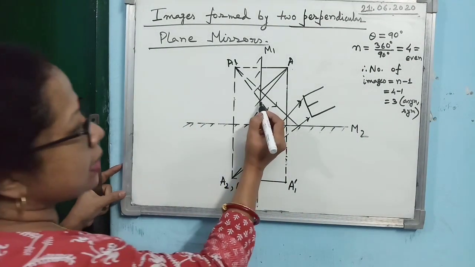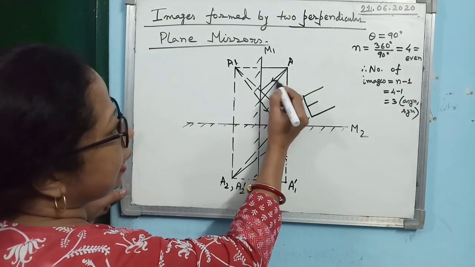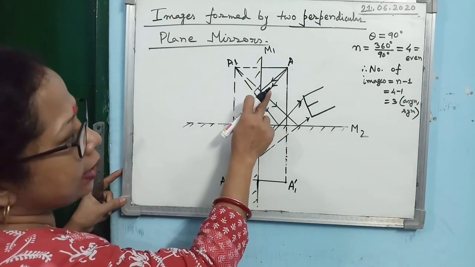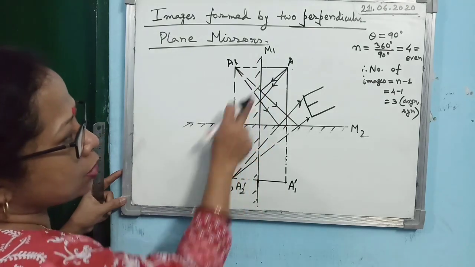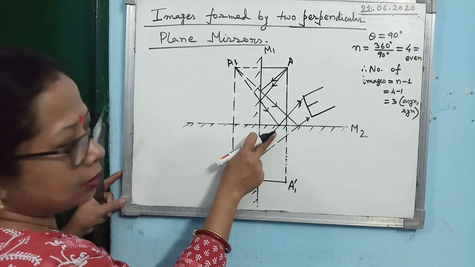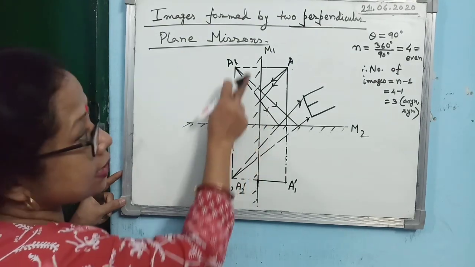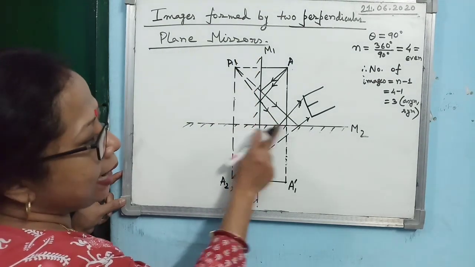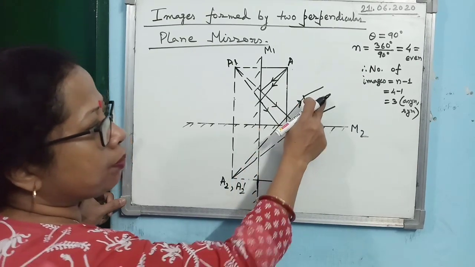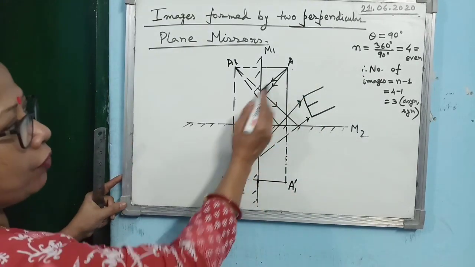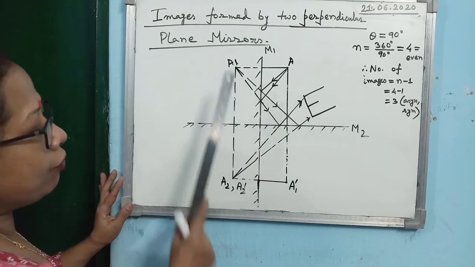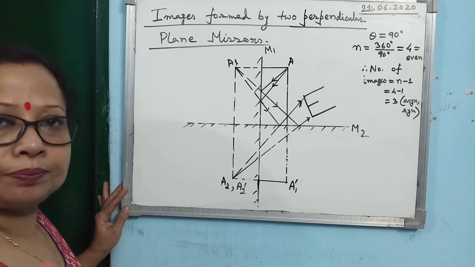So you see what is happening from the point A, and don't forget to give the arrows. From the point A, light is falling on M1, so the arrow is towards M1. Suffering reflection, that's why the arrow is away from M1. Then falling on M2, again suffering reflection, received by the observer's eye. This is the way the light ray is actually moving, and the images A1 and A2 are formed.